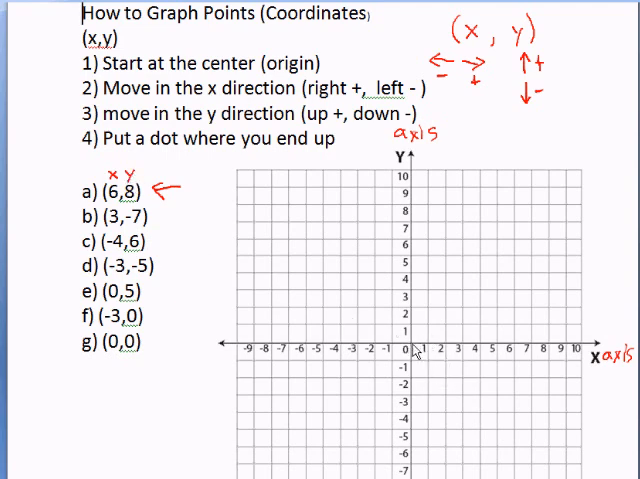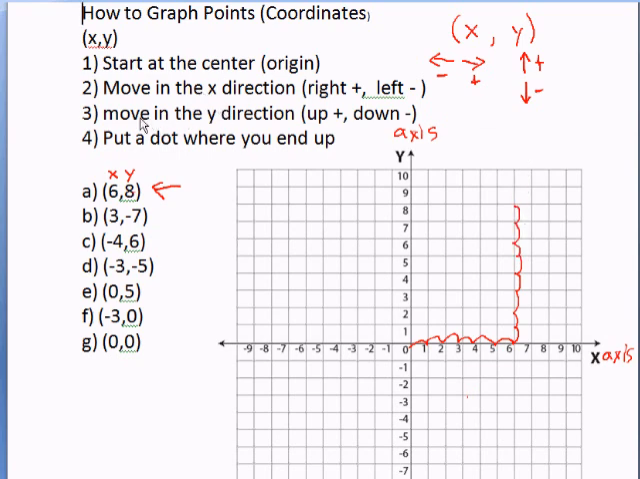So we started in the center. We're going to move the x direction 6. It's a positive 6. We're going to move to the right 6 spots. 1, 2, 3, 4, 5, 6. We're not putting any dot or anything yet. We just move to the right 6 spots. Now, step 3, move in the y direction. Positive 8, positive in the y direction, it goes up. So we're going to move up. 1, 2, 3, 4, 5, 6, 7, 8.